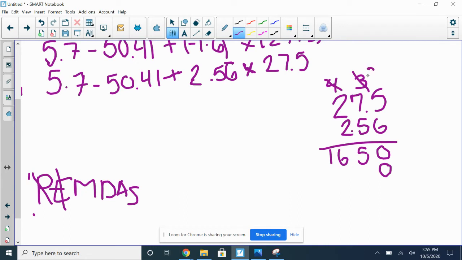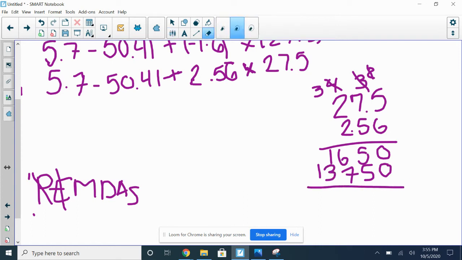5 and 5 is 25, so carry the 2 and 5. 5 times 7 is 35, plus the 2 we carried is 37, so 3, 7. 5 times 2 is 10, plus the 3 we carried is 13. I don't know why I'm trying to draw my line. I still have a 2 left.